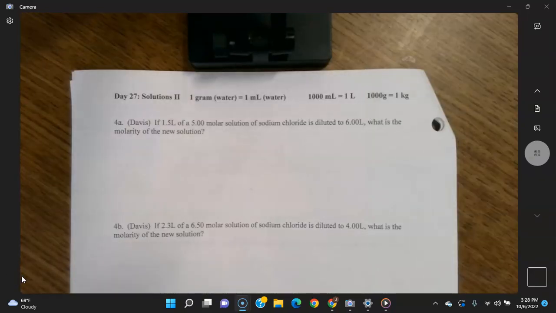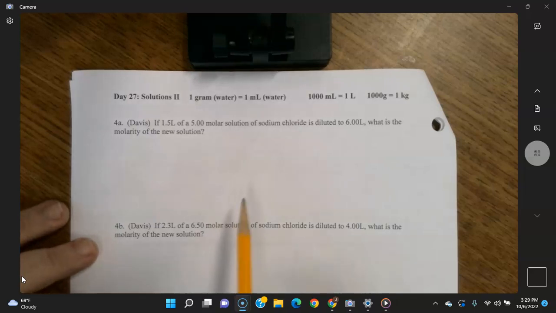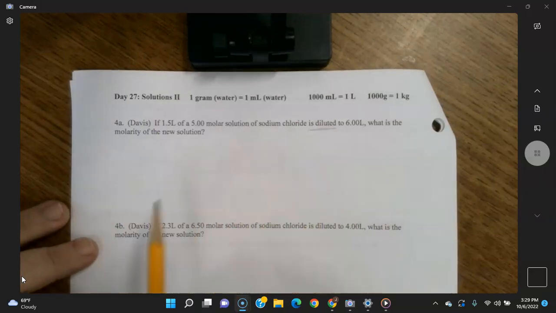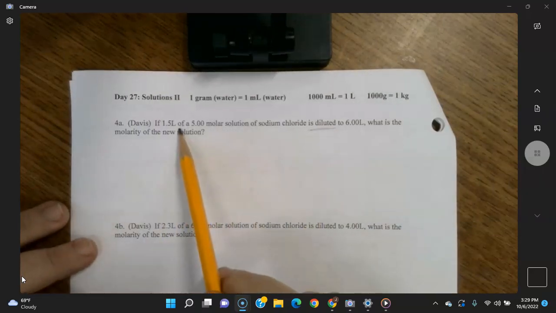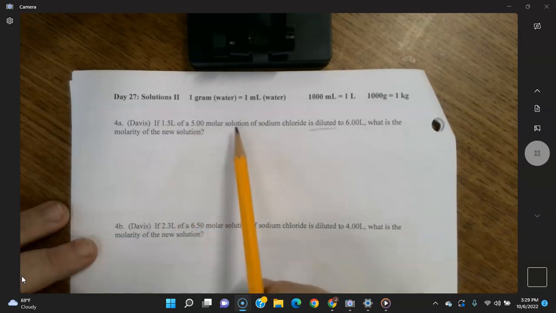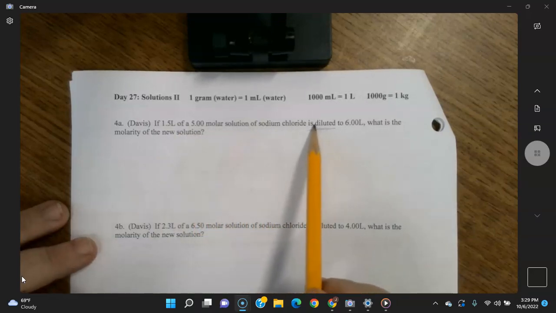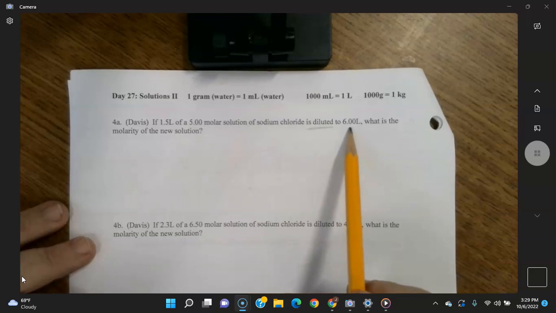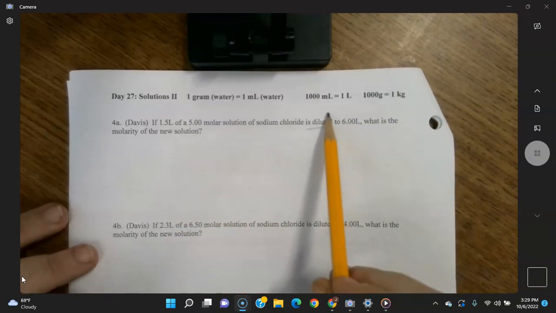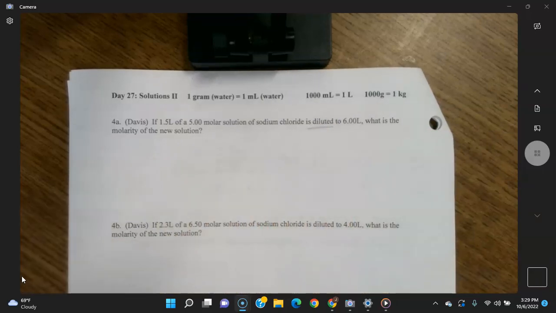Okay, we move on to problem 4A, and this is a dilution problem. Those are actually the easiest ones. So if 1.5 liters of 5 molar solution sodium chloride is diluted to 6 liters, what is the molarity of the new solution? So dilution means you add water. This is like I made the lemonade too strong. I put too much powder in. It's too sweet. It's too syrupy tasting. So I'm going to add water so it tastes right.